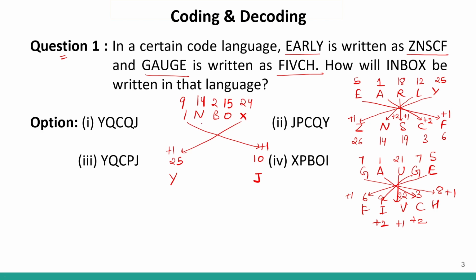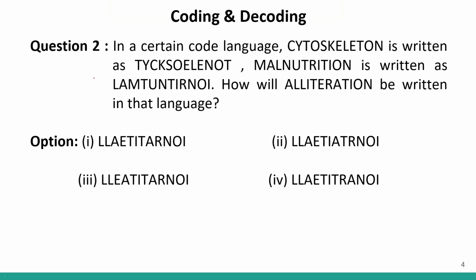Then from N also I'll move 2 positions forward now. So I'll get 16. And from O also I will move 2 positions forward now. So I will get 17. At 17th we have Q. And at 16th we have P. Now from B I'll move 1 position forward. So I'll get 3, which is C. So my code will be YQCPJ, which is given in option number 3. So option number 3 will be the correct answer to this question. Clear? Moving on to question number 2.